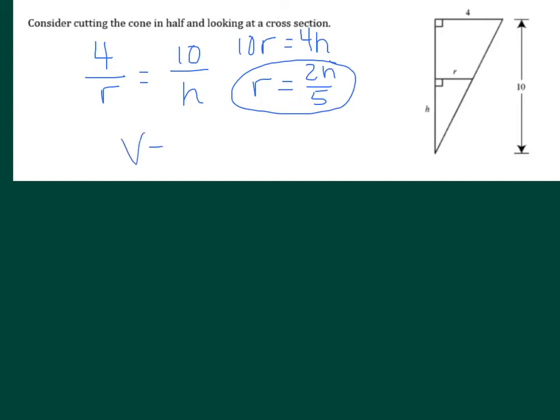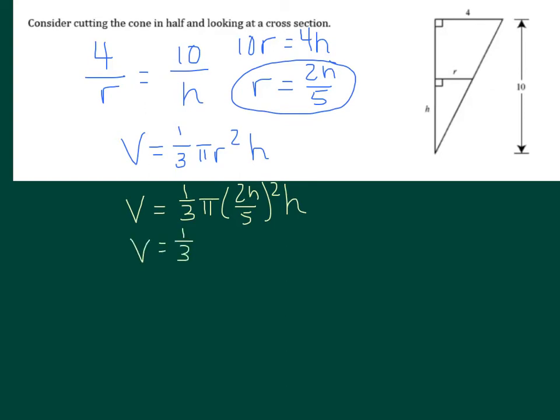So remember, we started with volume as 1/3 pi r squared h. So instead of writing that, I'm going to write it as volume equals 1/3 pi, and instead of r squared, I'll do 2h over 5 squared times h. Now my volume equation is just in terms of height, and I can get rid of that dr dt. So that would be volume equals 1/3 pi times 4h squared over 25 times h.